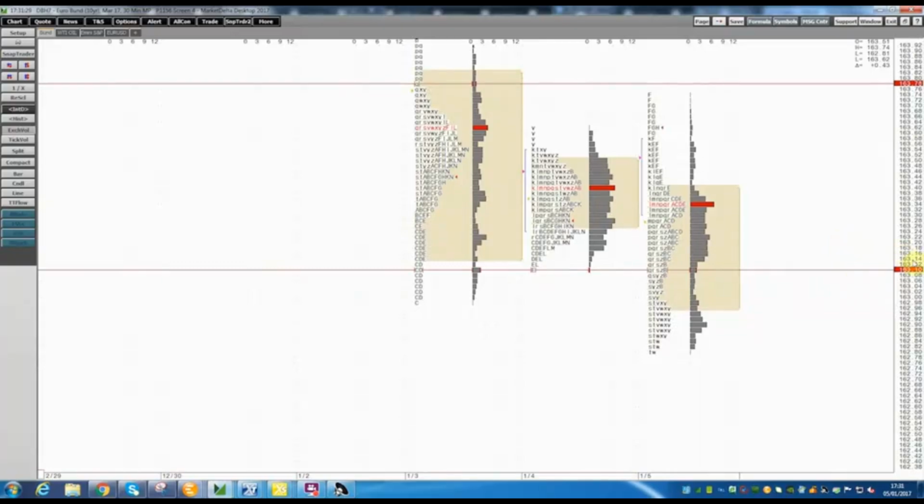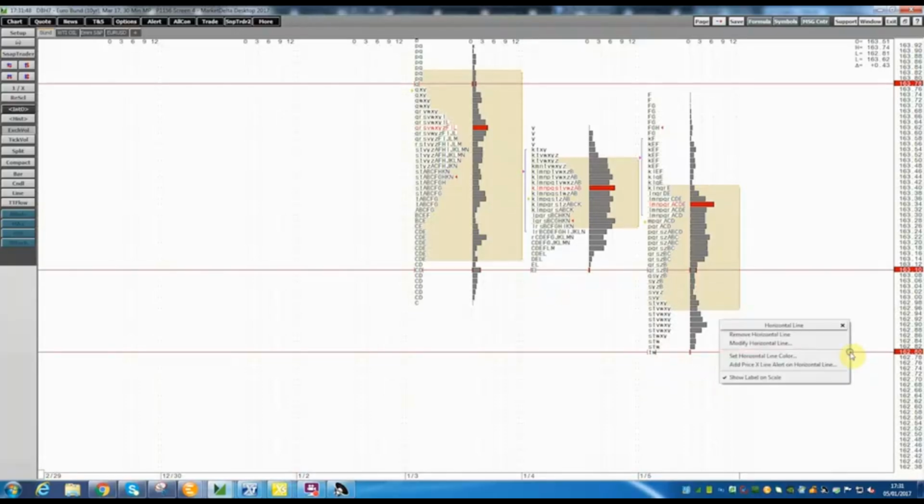Now note, if you want to get a simple line, you just click on the price and this will have a pop-up line. You can then find the location you want to put that line and simply click on that price. Now, it's important to be able to change the colors of these prices, and so to do that, you right click on the line and you go and set the horizontal line color.